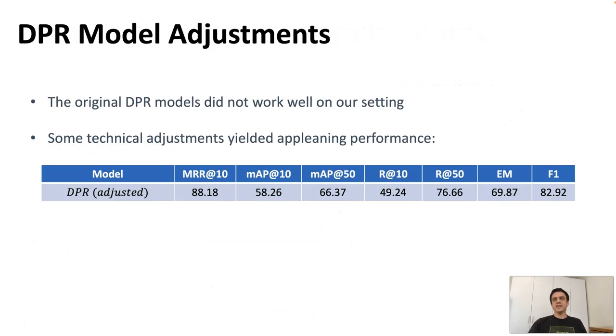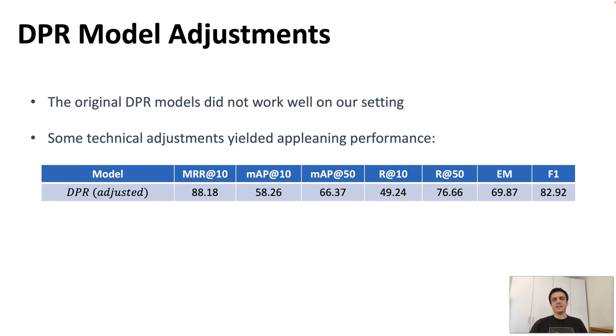The original DPR retriever and reader models did not work well in our setting. In order to adjust them to our task, we applied some needed adjustments, which helped us obtain good performance. Our adjusted DPR baseline model presents appealing results.